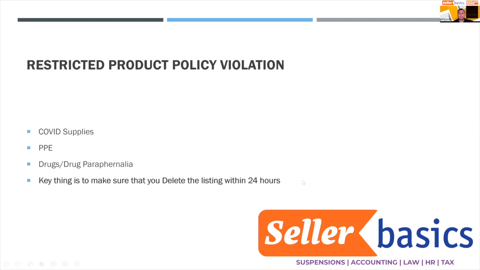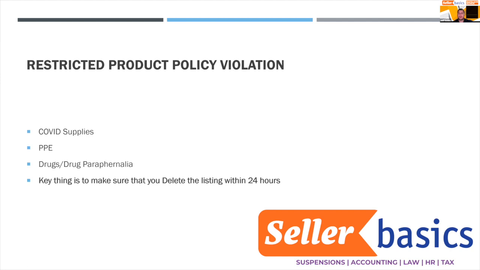Some sellers had the idea that they could simply get around these restricted products violations by putting products in a different category. So for instance, if you're selling an N95 mask, saying that it's a broomstick, unfortunately, Amazon will catch that, and you'll end up getting suspended for abusing customer trust.